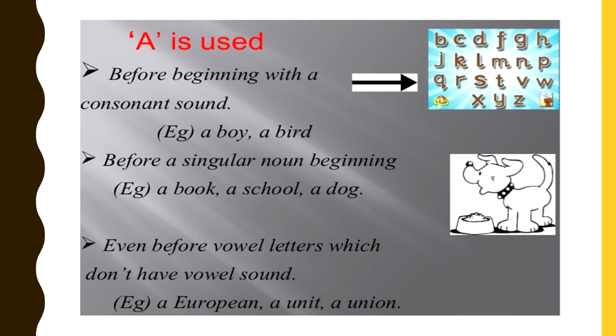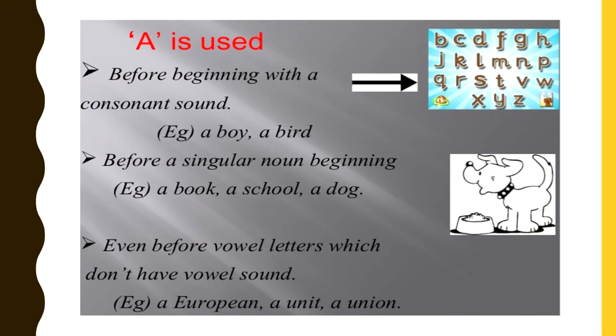For example, a boy. How do we spell the word boy? B-O-Y. So what is the first letter? Yes, you're right. It's a consonant B, and the sound is also a consonant sound. Boy is pronounced as boy. So because it has a consonant sound, we are using the article a here.